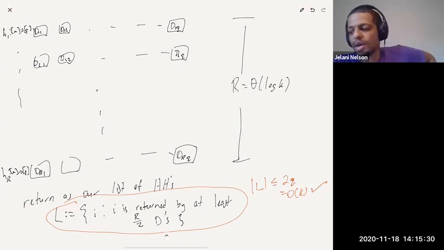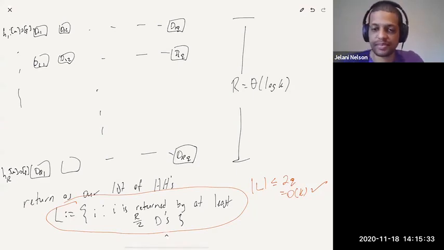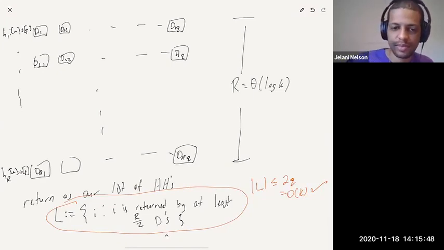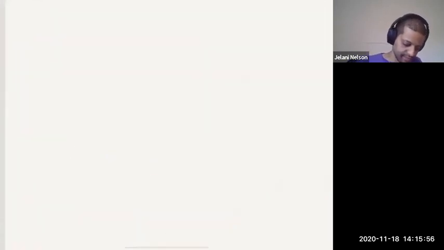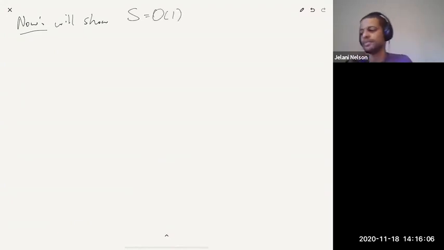Okay. So any questions about that before we now show the main event, namely how do you actually implement this data structure in constant memory? Okay, so I guess people seem to be okay, or at least no one is speaking up. So I'll assume that people are okay. So that's it for the reduction. So now we'll show S is a constant. That can be achieved.